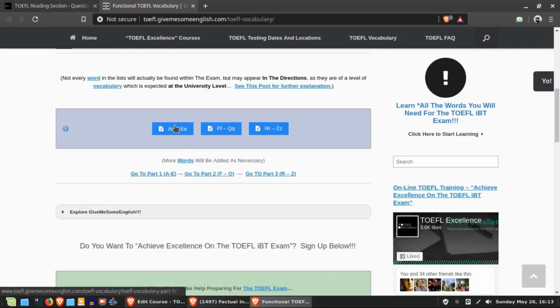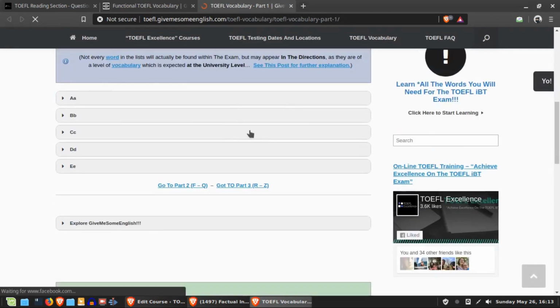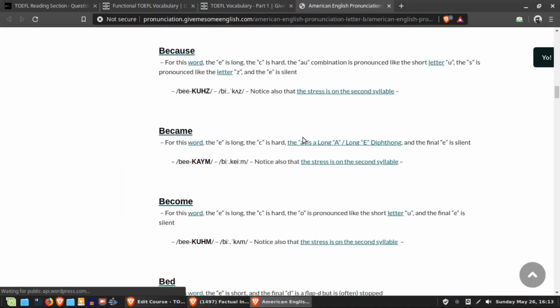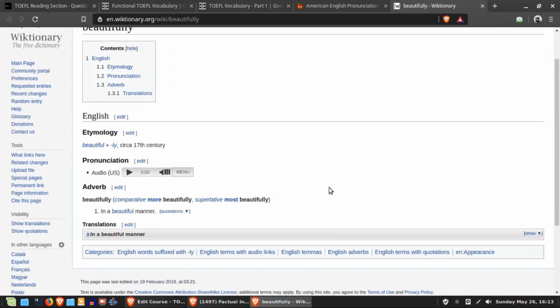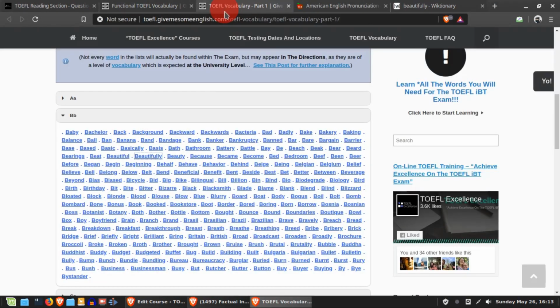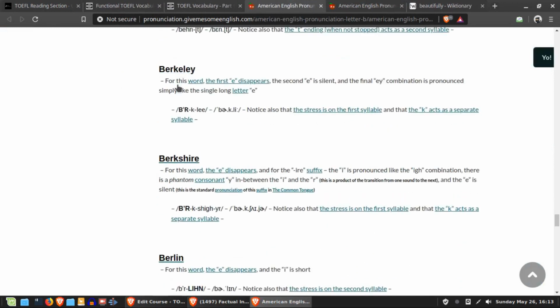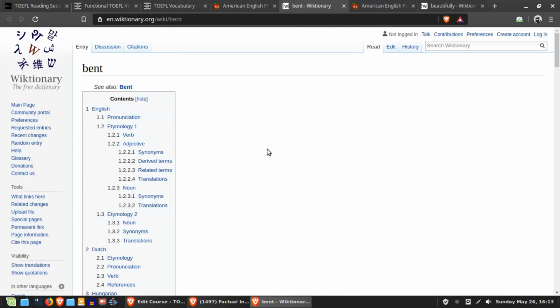You can go through and find the words. We've discussed this in other videos. You click on whatever word that you don't know. It takes you to the pronunciation portal. If you click on the word in the pronunciation portal, it takes you to Wikipedia. Now, this word doesn't have synonyms. Let's find one that has synonyms. Okay, so we have bent. Let's hope this one has.